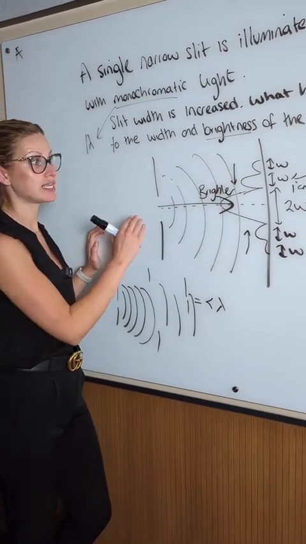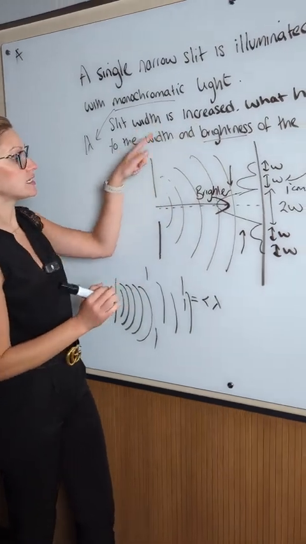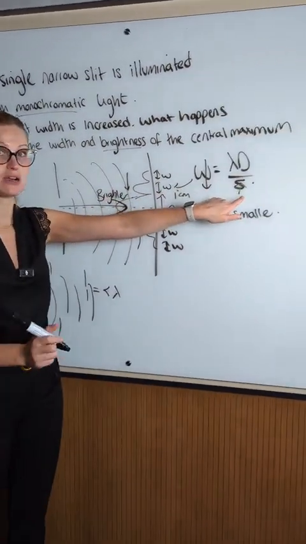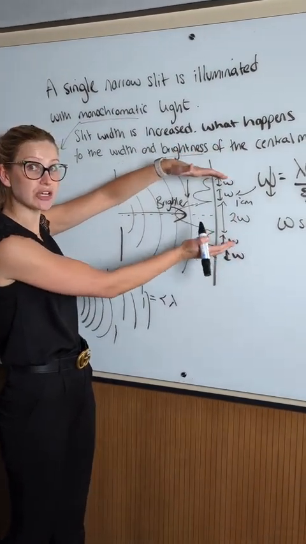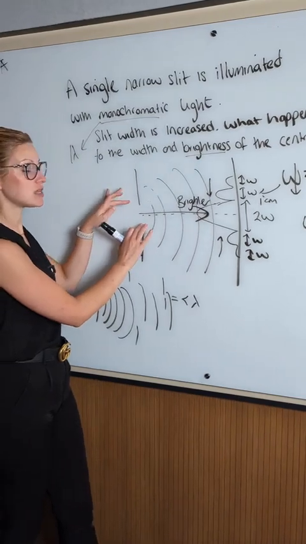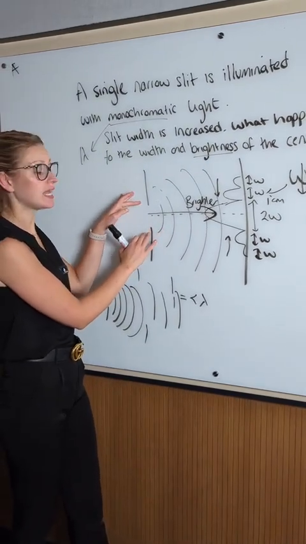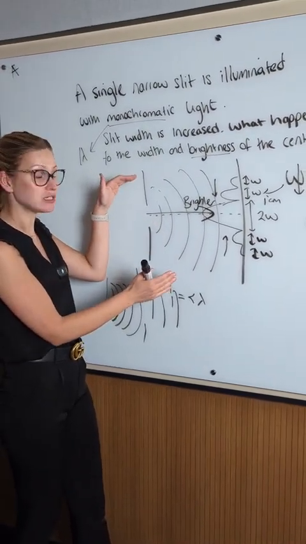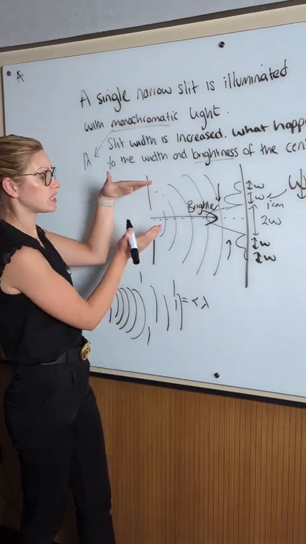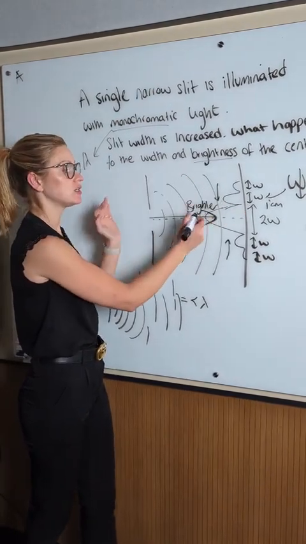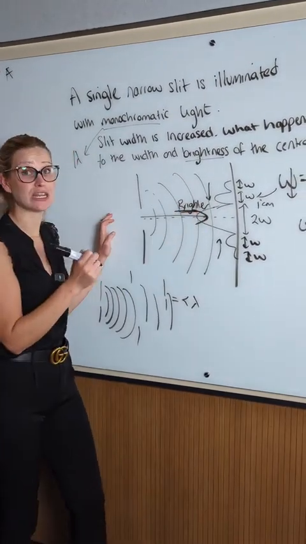Just to recap, if we increase the slit width, if I make S bigger, I've made W smaller, so the fringes are much closer together. And because I've made the slit wider, I'm going to get less diffraction. Less diffraction means less spreading out of the energy, so it's more concentrated on the middle. So my central maximum will actually be brighter.